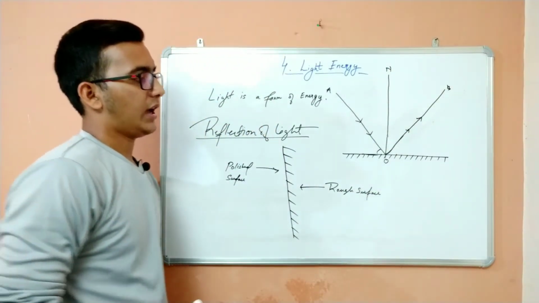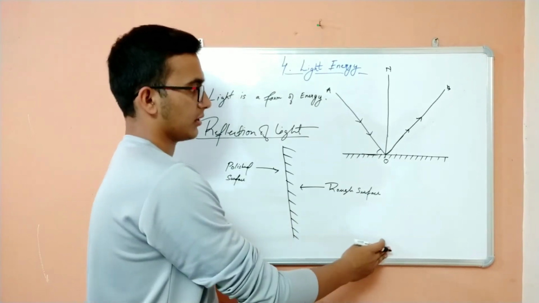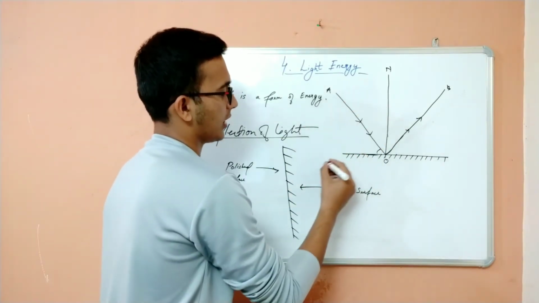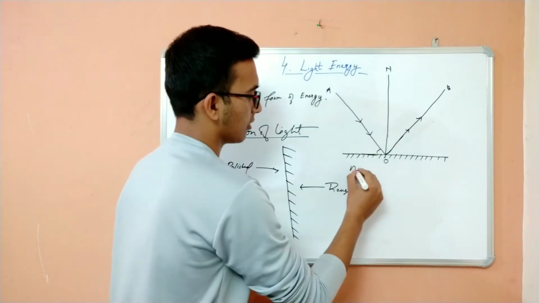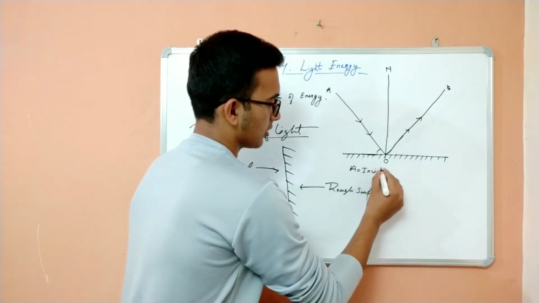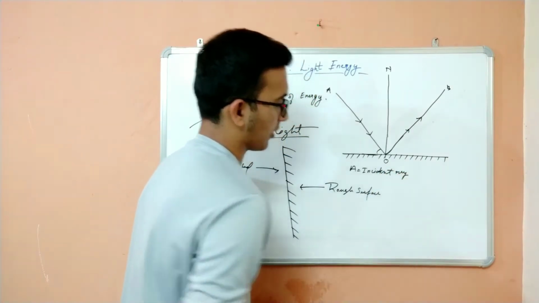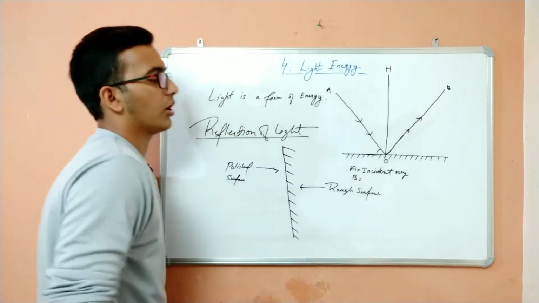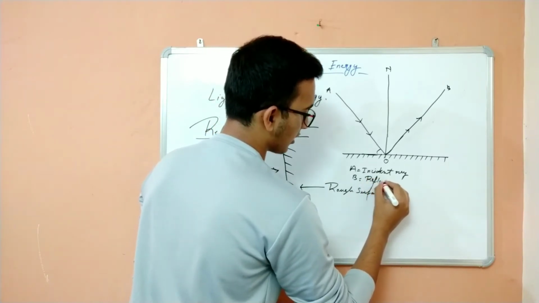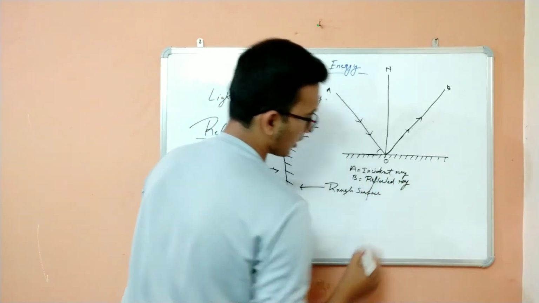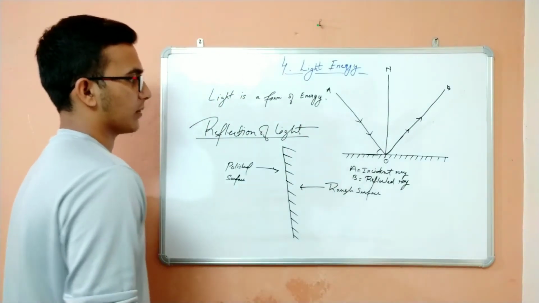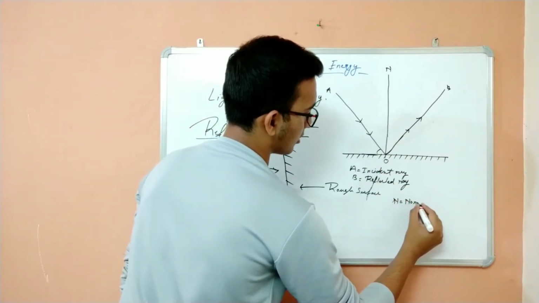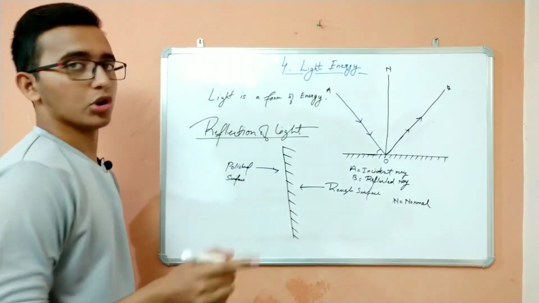Done. This ray of light is falling on the mirror, so I call this ray the incident ray. So A is the incident ray and B is the ray that is reflected, so I am going to call B the reflected ray. Write it down. A is the incident ray, B is the reflected ray. And this N is called normal.